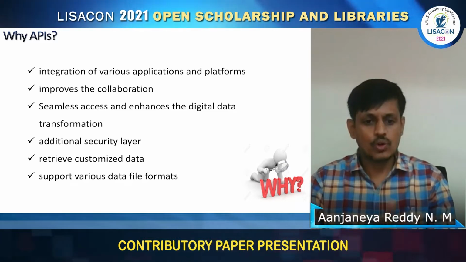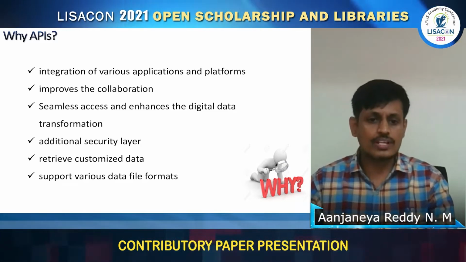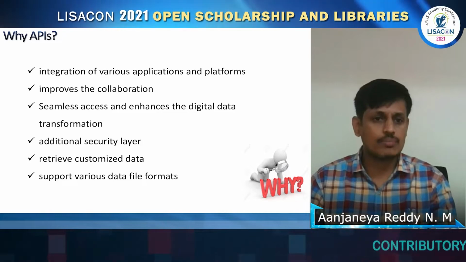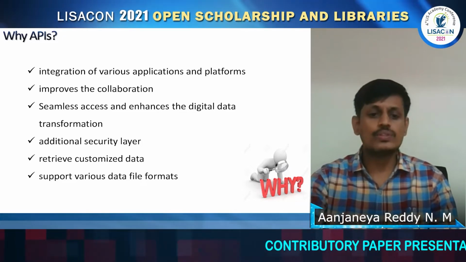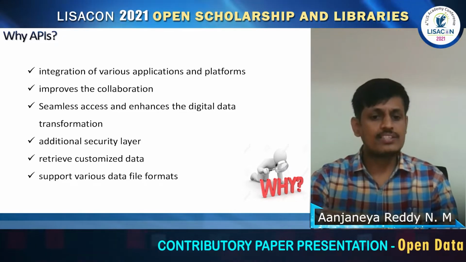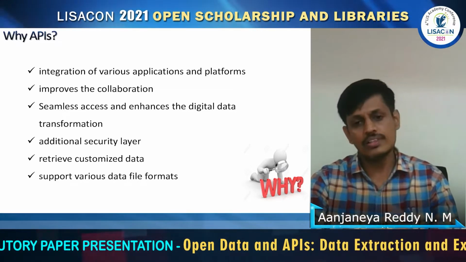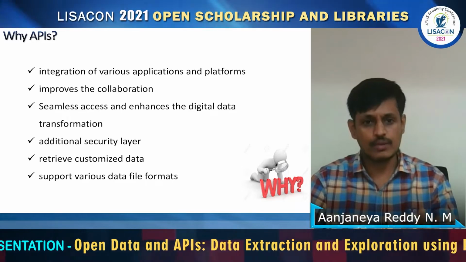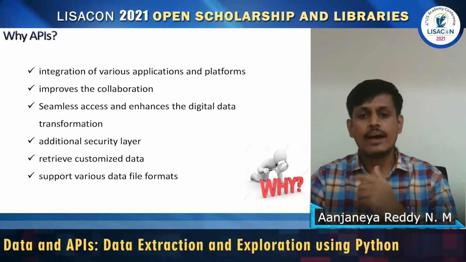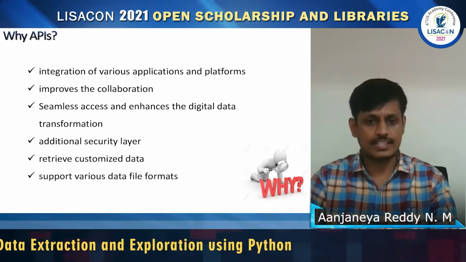And if a researcher or a user wants to retrieve some kind of customized data, it is possible to extract the data through these APIs. And an API supports all kinds of data file formats as well: Excel, XML, JSON, all these formats will be supported. Even the file can be downloaded in CSV, Excel, and so on.